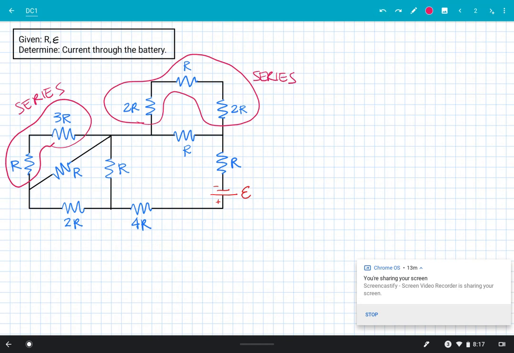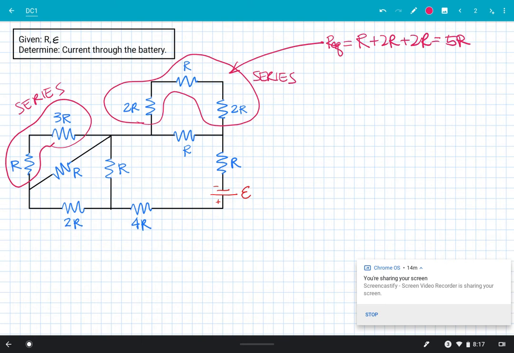This series one right here, we simply have to sum those. So we'll have R plus 2R plus 2R. That just gives me 5R. That one's nice and simple. And then this one here, R and 3R, that one's going to be pretty simply 4R. So I just summed those there.